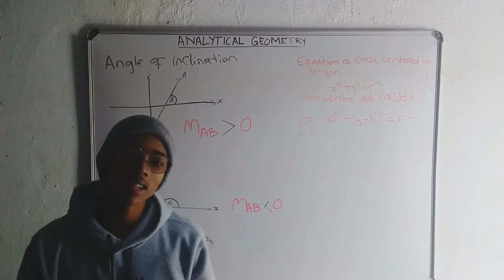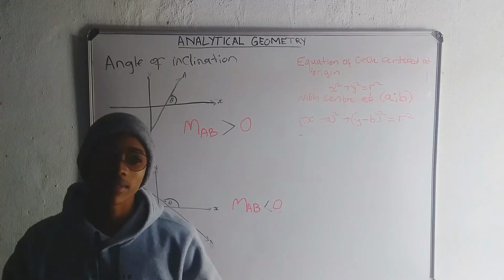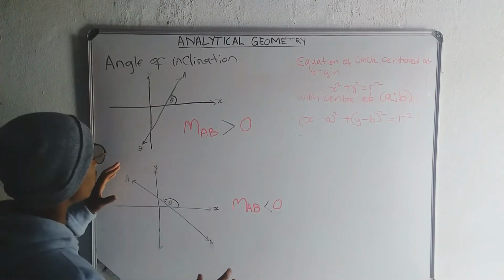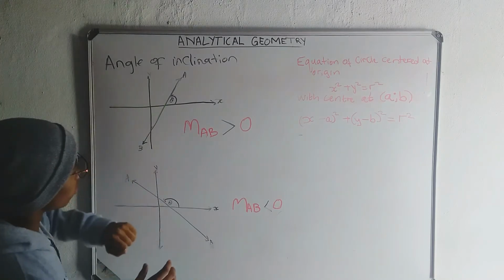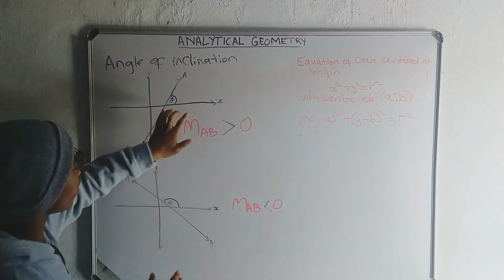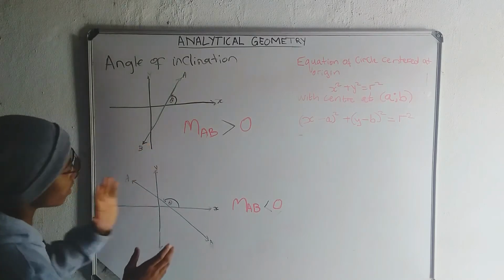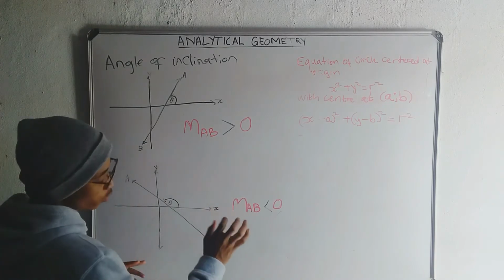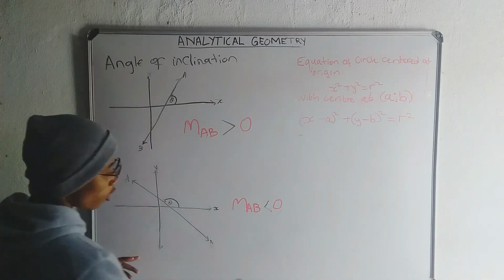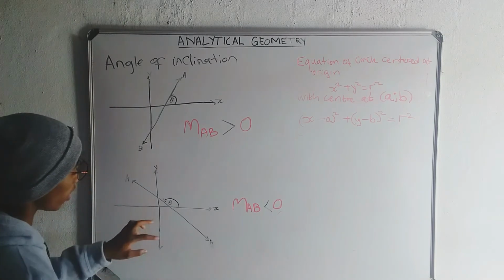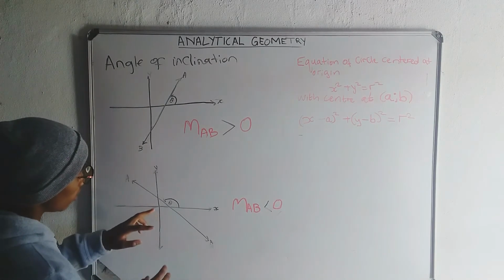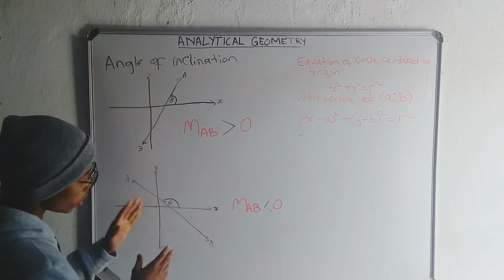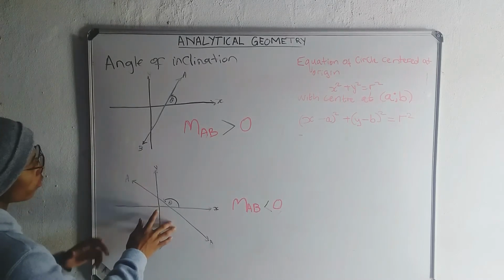Angle of inclination is an angle between the positive x-axis and your given line. And the moment the gradient of your given line is greater than 0, or being positive, we are going to have an acute angle. So the angle between your x-axis and your given line will be less than 90 degrees. But if your gradient is less than 0, or being negative, we are going to have our angle of inclination being an obtuse angle, meaning an angle that is greater than 90 degrees but less than 180 degrees. This is what we are having right there.